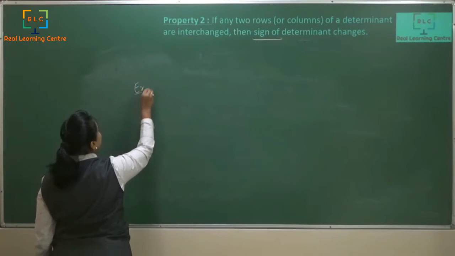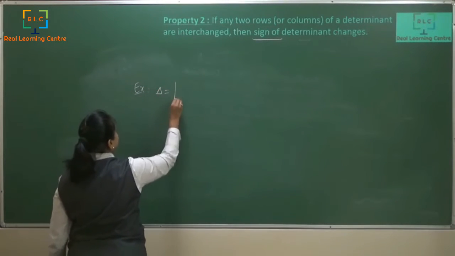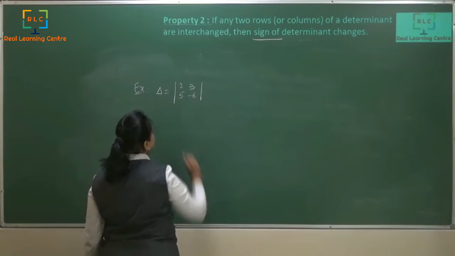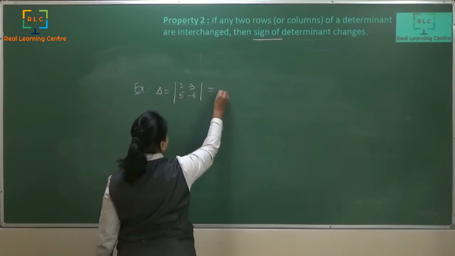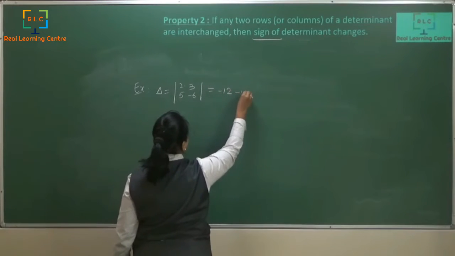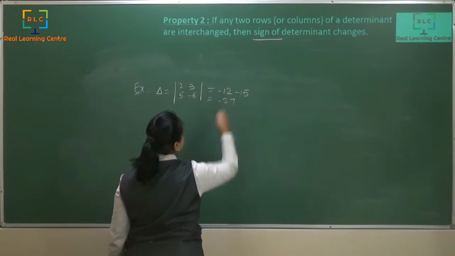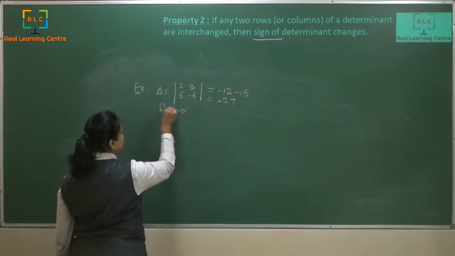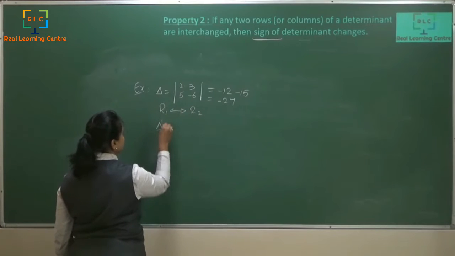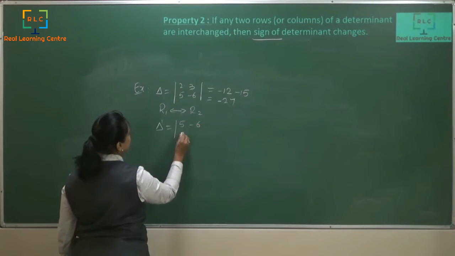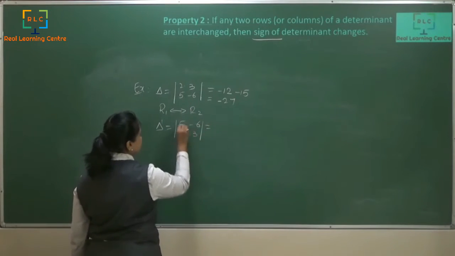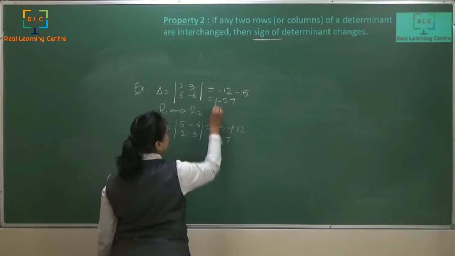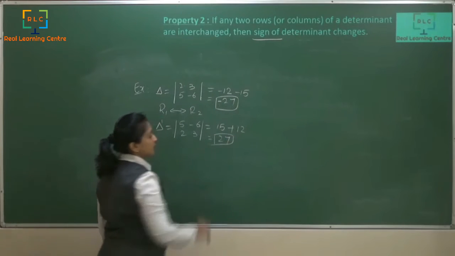Let me go for an example for this property. I shall take delta is equal to 2 3, 5 minus 6, something like this, and I shall expand. This will be minus 12 minus 15, which is equal to minus 27. Now I'll interchange row 1 and row 2, R1 interchange R2. So delta dash is equal to 5 minus 6 goes to the top, 2 3 comes down, and I'll expand. 5 3s are 15 plus 6 2s are 12, which is equal to 27. See, here it is minus 27 and here it is plus 27.